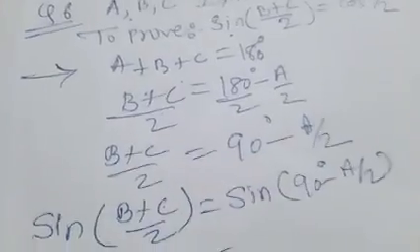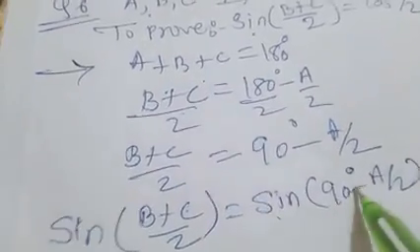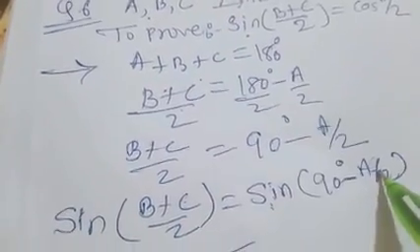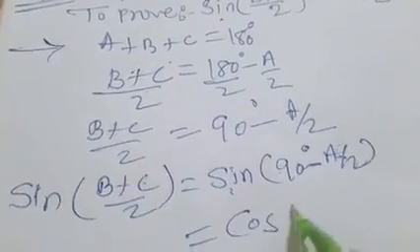Clear? Now, sine 90 minus any angle theta is cos theta, and theta is whatever, A by 2. Therefore, at the end, what statement are you getting? Sine B plus C by 2 is cos A by 2. Proved. Got it? In this way, today we completed exercise 8.3.